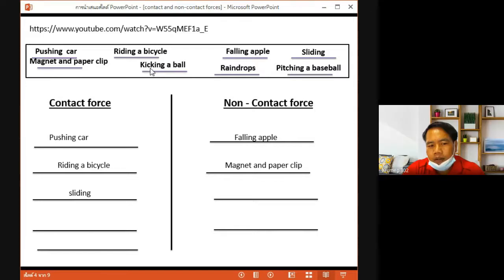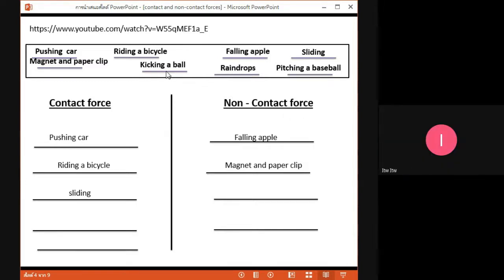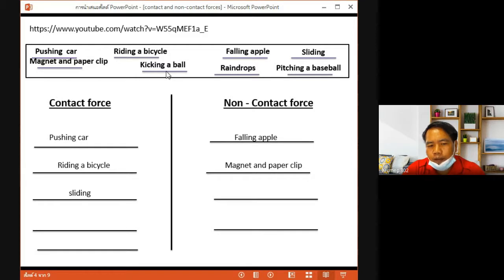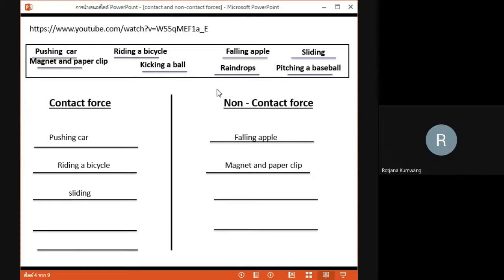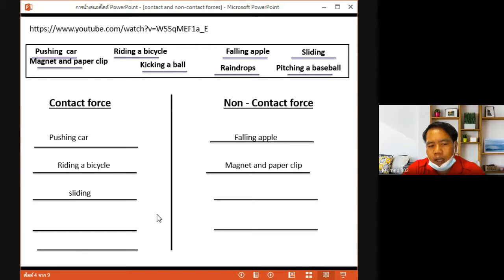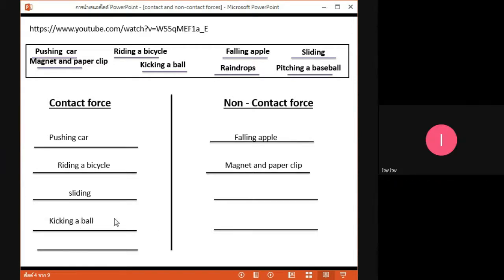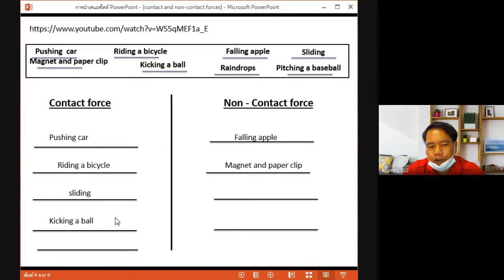Kicking a ball. Contact force or non-contact force? Non-contact force is wrong. So it is contact force. Oh, you are wrong. And next, raindrops.